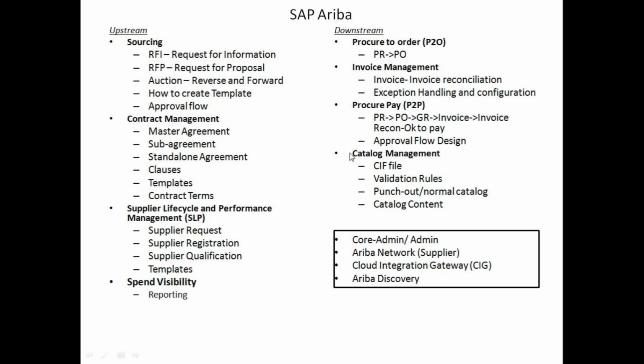Apart from this, I will be showing you catalog management also: what the file formats are, CXML, CIF, BME cat and all, how you load the data, and what the validation rules are when you load the data into the catalog and the system. What the image sizes are, how the images are catered for, what a punch out item is, what a normal catalog item is, how you maintain these things, what the symbol for the punch out is, and how the supplier controls the catalogs, or how you control the catalogs and the catalog content. All those things will be covered from a catalog management perspective as well.